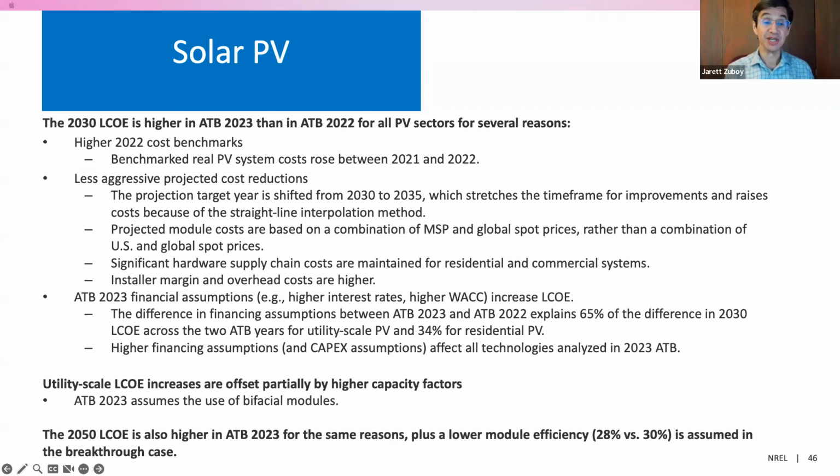The 2050 LCOE is also a bit higher this year for similar reasons. And also we assumed a slightly lower module efficiency improvement this year based on the International Technology Roadmap for Photovoltaic. Okay, next slide, please.